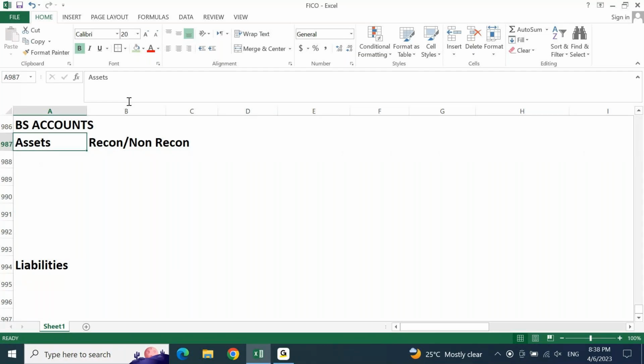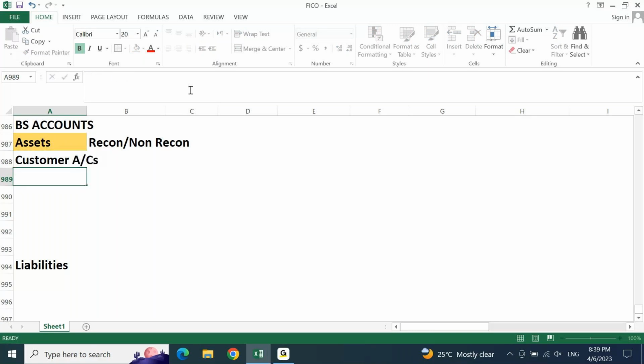What are your reconciliation accounts? Vendor accounts, customer accounts, and asset accounts, that is, fixed assets accounts. Is this correct? Any other reconciliation account in assets, or only these?